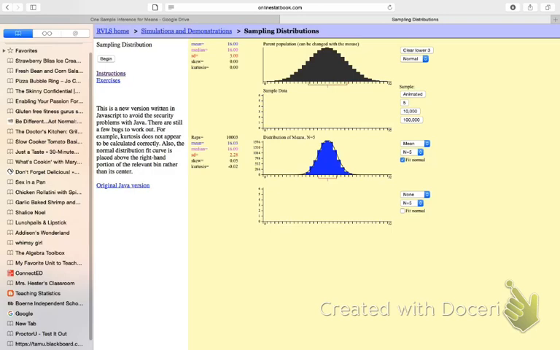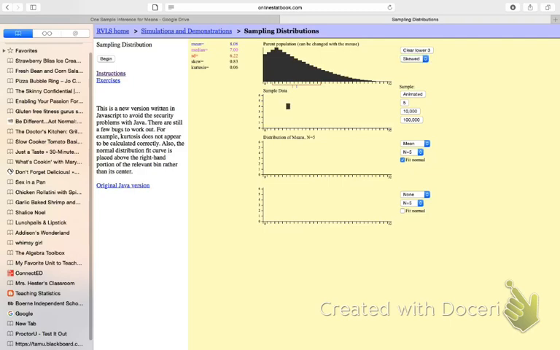I could pick samples of size 5, and I'm still going to get a sampling distribution that is also normal, or that's well approximated by a normal. Now, if I don't start with a normal distribution, let's take a look at what happens there. So we're going to pick a skewed distribution. In this case, we've got a skewed right distribution.